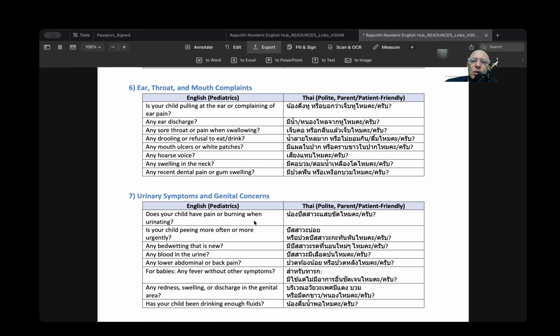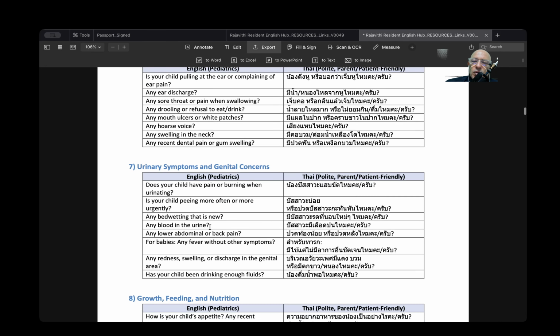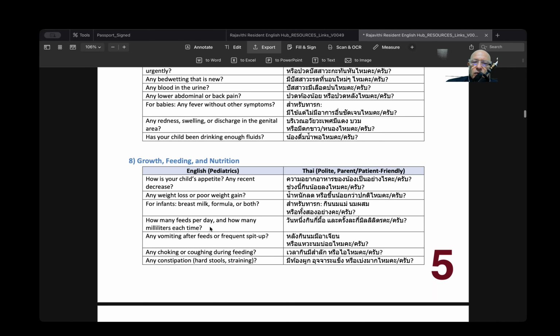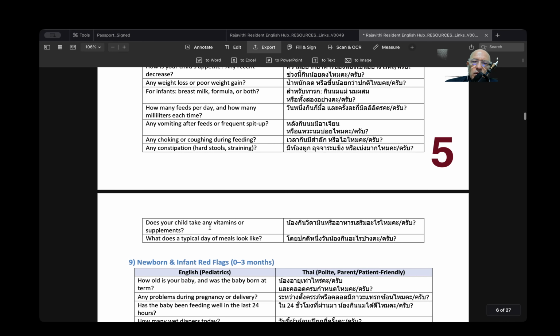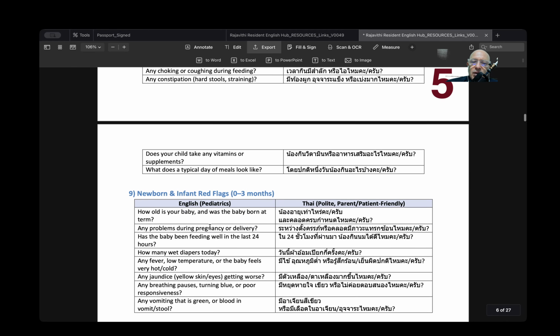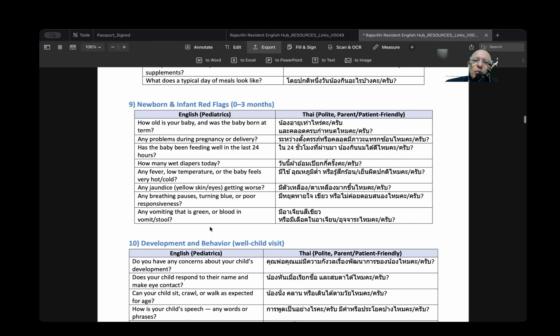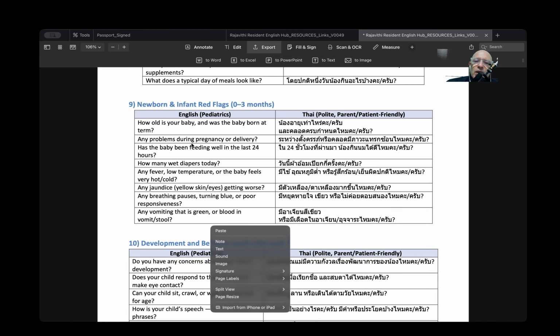Ear, throat, mouth complaints? Is your child pulling at the ear or complaining of ear pain, any ear discharge, and a host of relevant questions? This, I believe, is extremely useful. Urinary symptoms and other concerns, growth, feeding and nutrition, weight loss, poor weight gain, etc. Newborn and infant red flags.